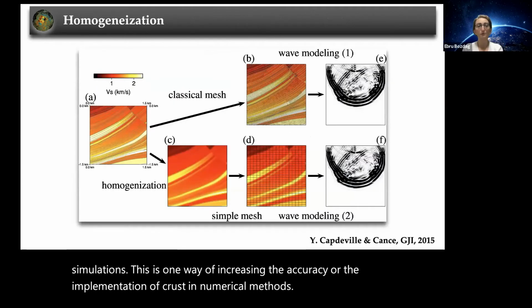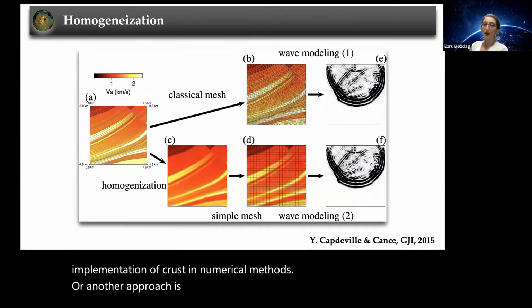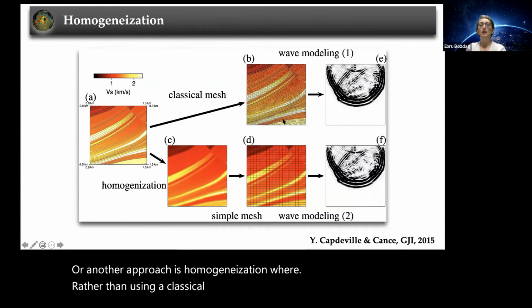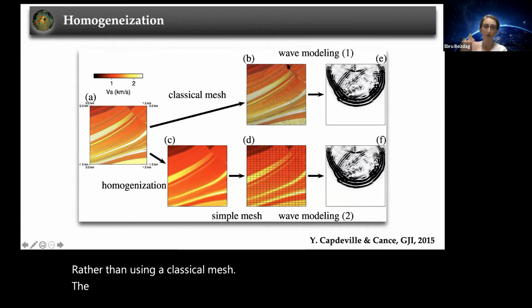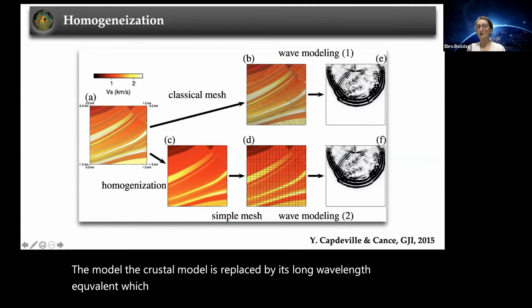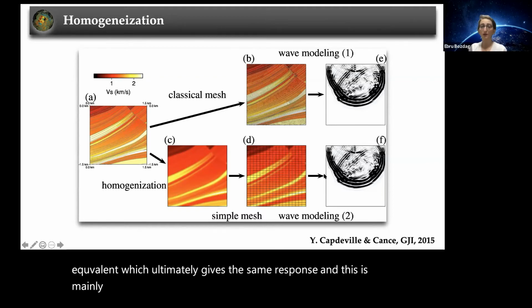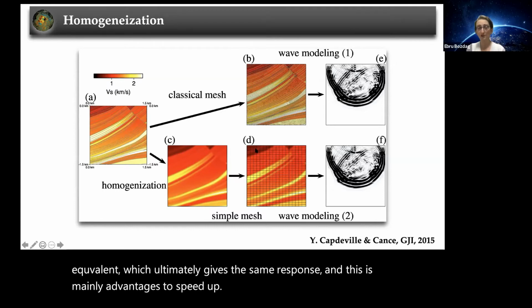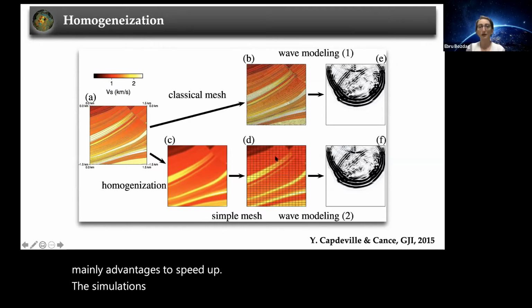Another approach is homogenization, where rather than using a classical mesh, the crustal model is replaced by its long wavelength equivalent, which ultimately gives the same response. This is mainly advantageous to speed up the simulations and also makes it easier in some cases to deal with crustal complexities.